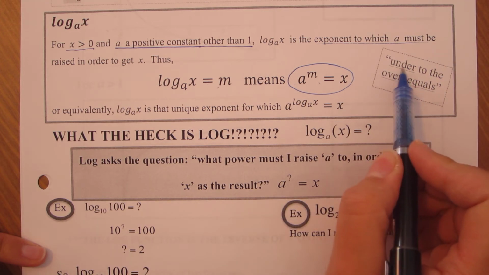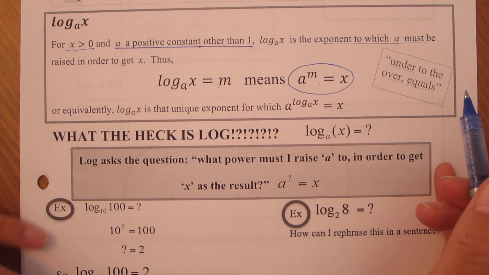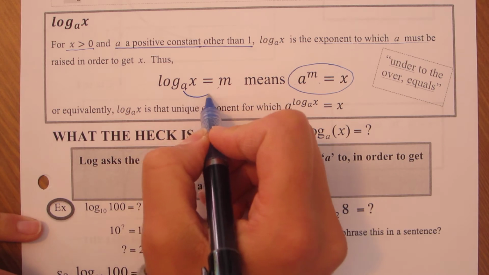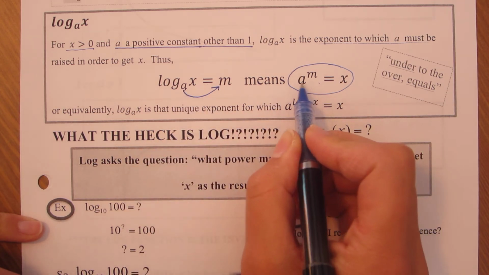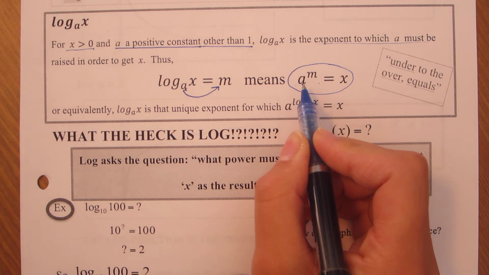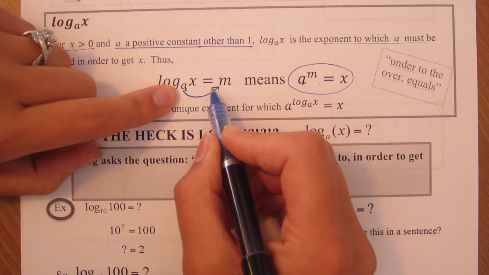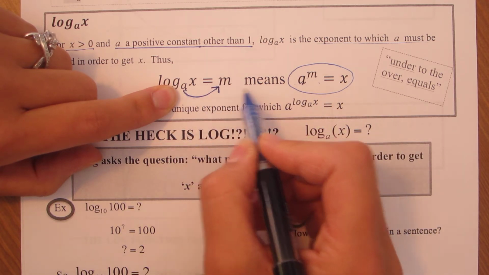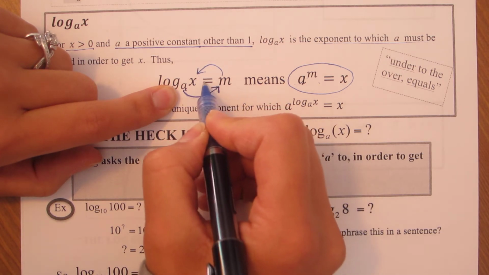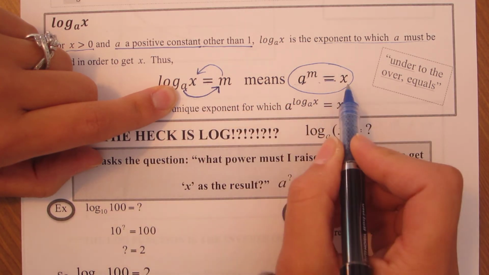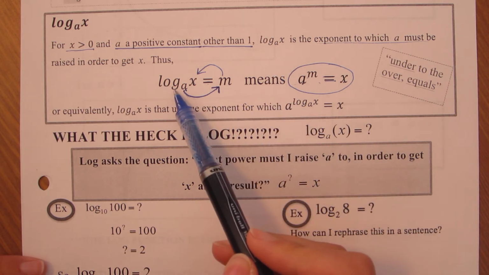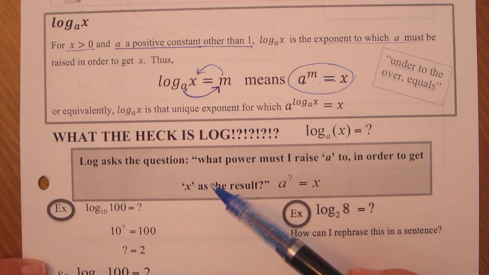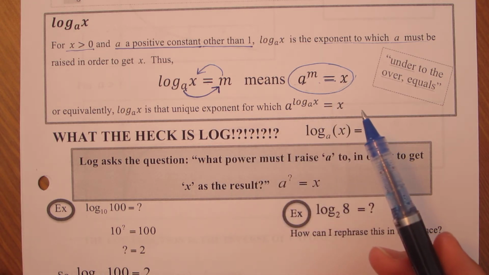My little thing that I made up is called under to the over equals. That's how I remember how to change my log correctly into this form. Under, you take the base, so the base of log is going to be the base of your exponential. So under to the over. To the means that's my exponent, to the exponent of m equals, cross the equal sign and you will have an equal sign x. So if I ever see a log, I'm going to automatically put it into this form because I understand exponents. I do not understand log. It's a function, it's a weird thing, it's hard, okay?